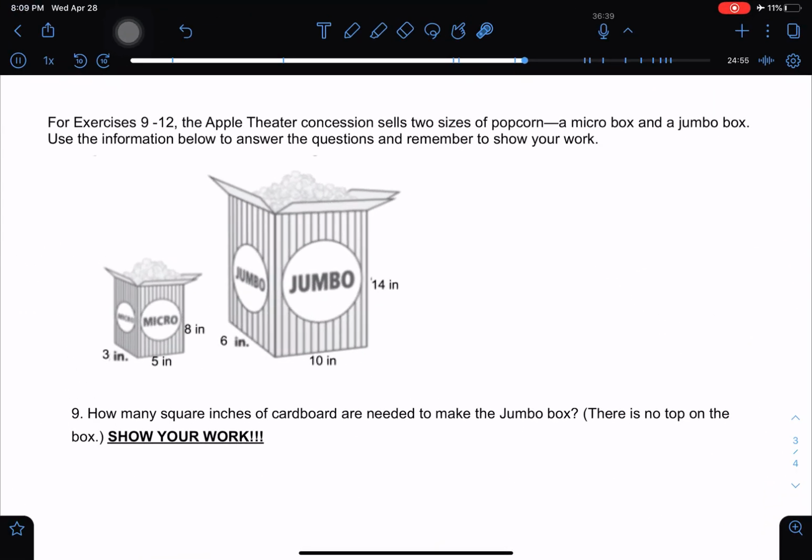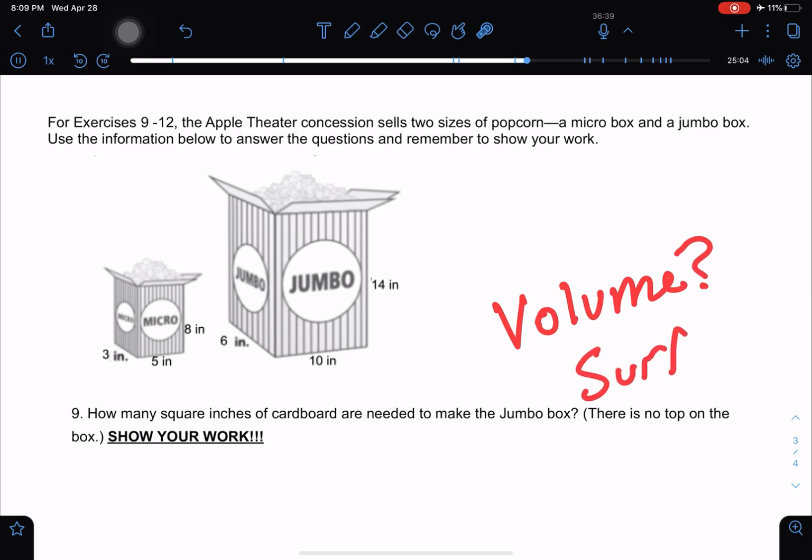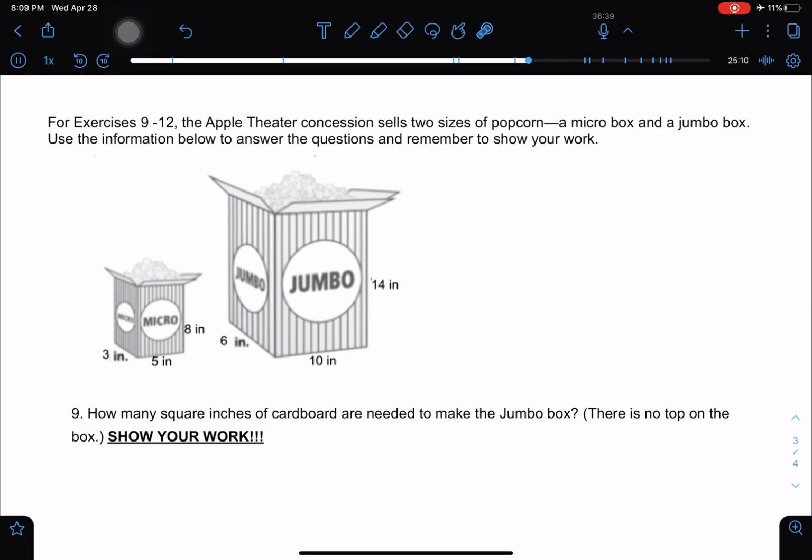Now, just thinking about that, we have to decide between whether we're going to use volume or surface area, right? But if we think about what the question is asking, how much cardboard, we know that we're not really talking about the inside of the box. Rather, we are talking about what is making the box, what shapes are making it, how many of those rectangles are being used to shape this jumbo box, right? So this tells us that we're working with surface area and that we're going to find the area of all of these faces that we see. So let's go ahead and get started.